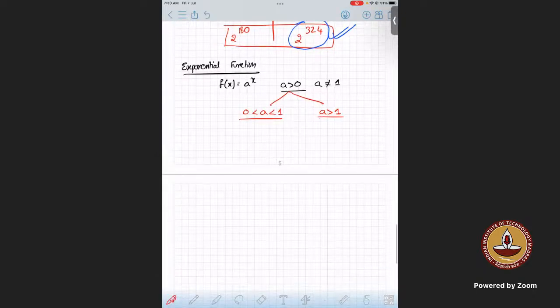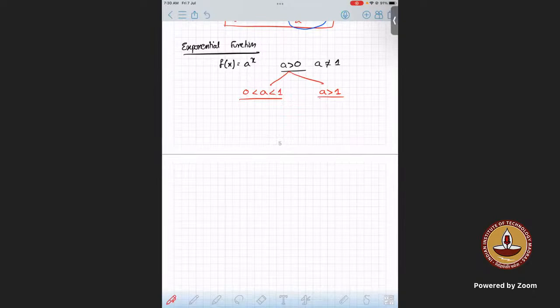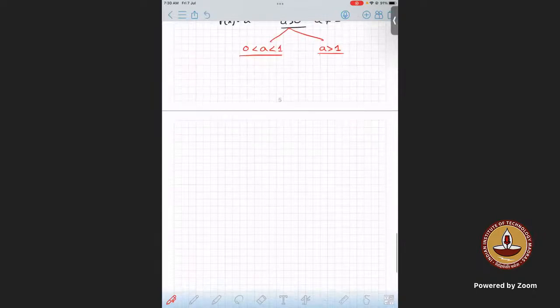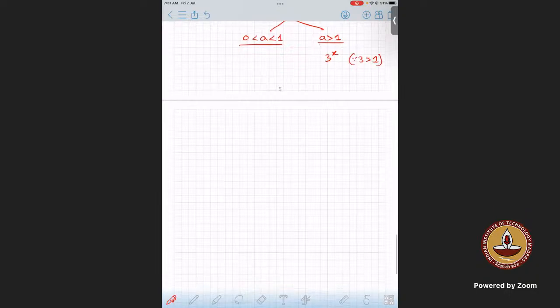Now we will draw graphs to see the difference and know how it looks like. We will take examples. For this case, we will take 3 power x, a greater than 1, since 3 is greater than 1. In this case, we can take (1/2) whole power x, since 1/2 is less than 1 and greater than 0. Clear?